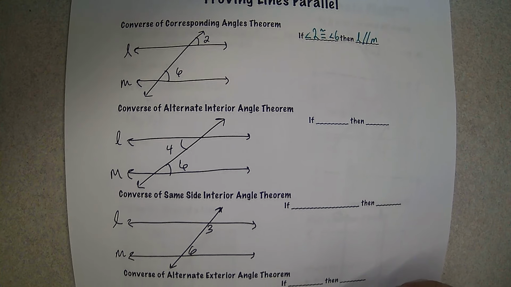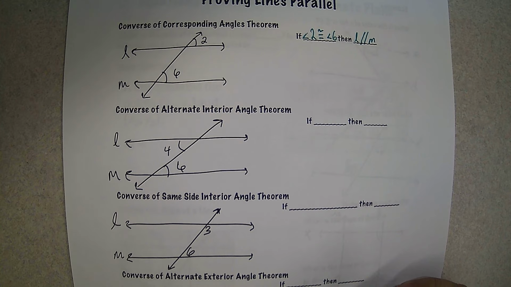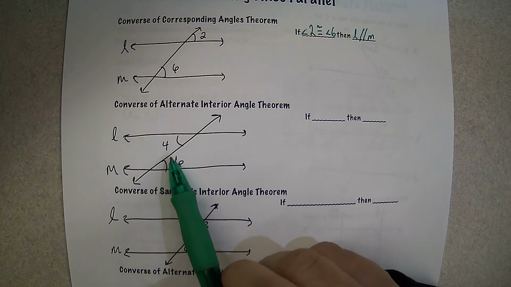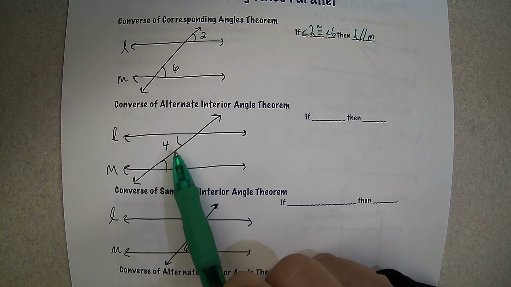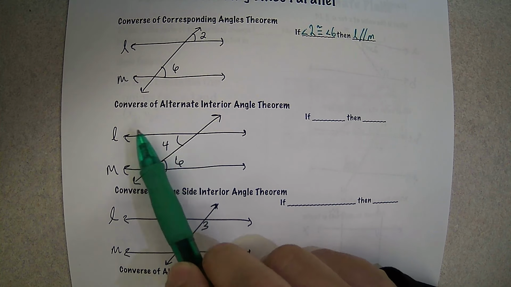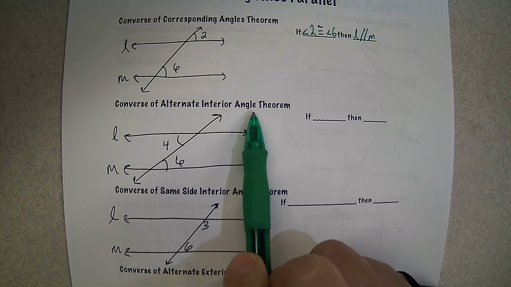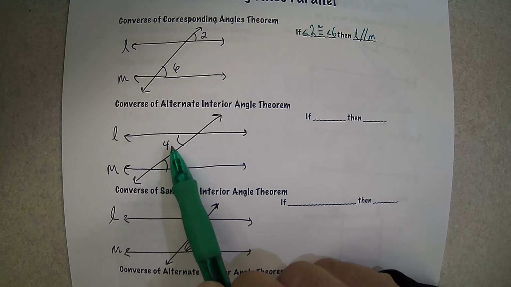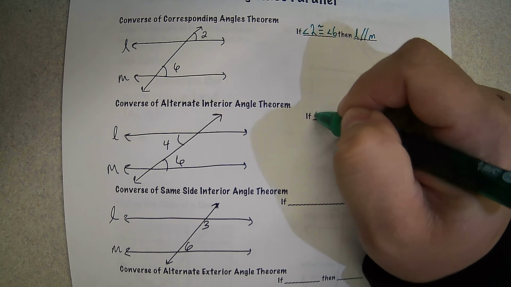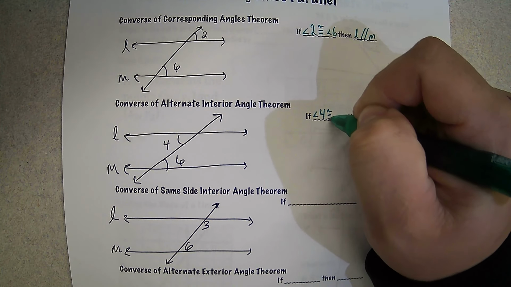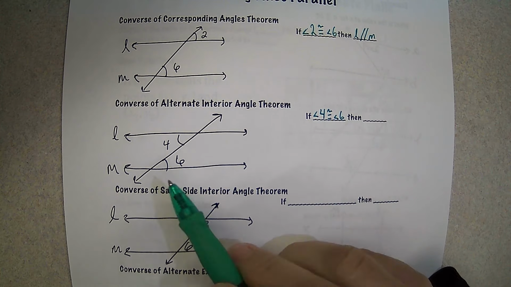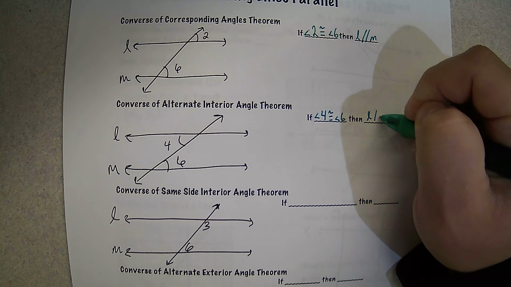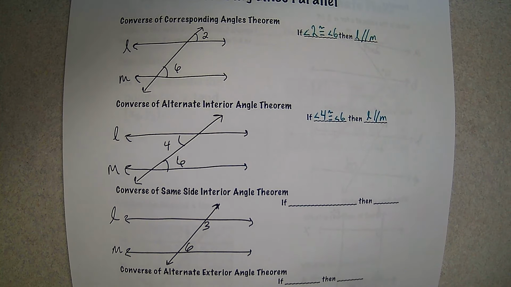And we're going to go through the rest of these theorems to do that same thing. These are in the position of alternate interior angles. So for the converse of the alternate interior angle theorem, these are in the same position. If we know that these are congruent, if angle 4 is congruent to angle 6, then those two lines are parallel. So L is parallel to M.